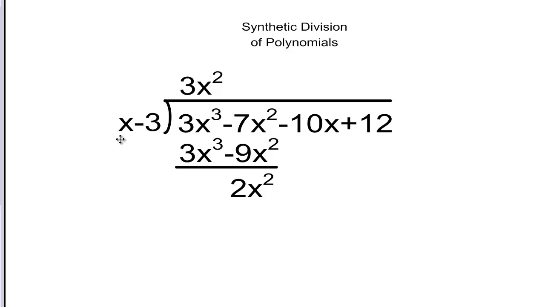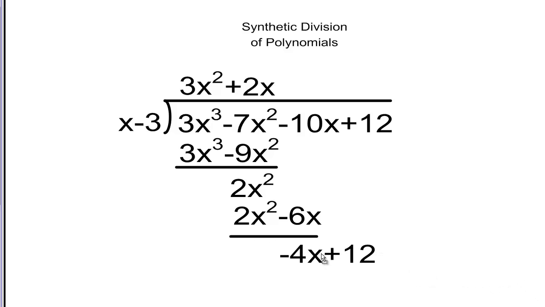Now I say to myself, how many times does x go into 2x squared? And it becomes plus 2x. And when I multiply that all out, I get 2x squared minus 6x. And now I'm going to do the subtraction again, and I'm going to end up with negative 4x. And I'm going to bring this down, plus 12.